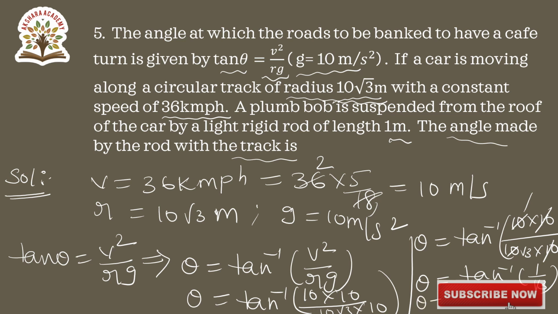Tan inverse of 1 by root 3 is equal to tan 30, value 1 by root 3. So tan inverse of tan 30 is nothing but 30 degrees. So the final answer is theta is equal to tan inverse of tan 30, so theta is equal to 30 degrees. Therefore the angle made by the rod with the track is theta is equal to 30 degrees. This is the final answer. Okay. Next we will go to the next question.